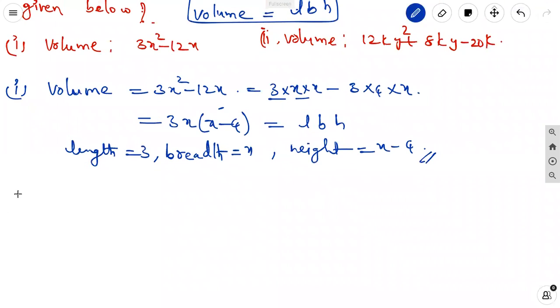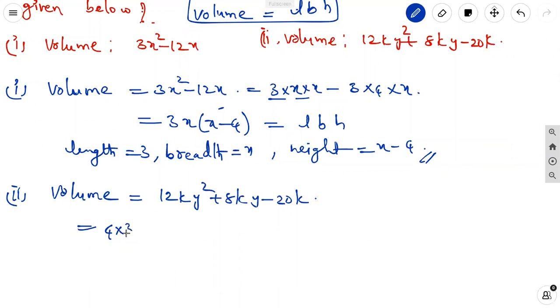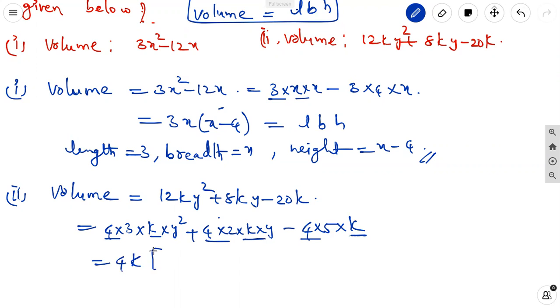The second problem: volume is equal to 12k y square plus 8k y minus 20k. Here 12 can be written as 4 into 3 into k into y square, plus 8 can be written as 4 into 2 into k into y, 20, 4 5s are 20 into k. So what is common? 4k is common. Taking 4k common, the remaining is 3y square plus 2y minus 5.